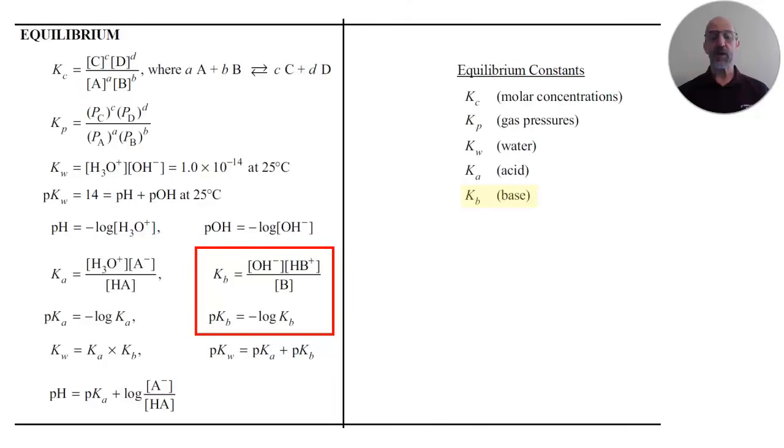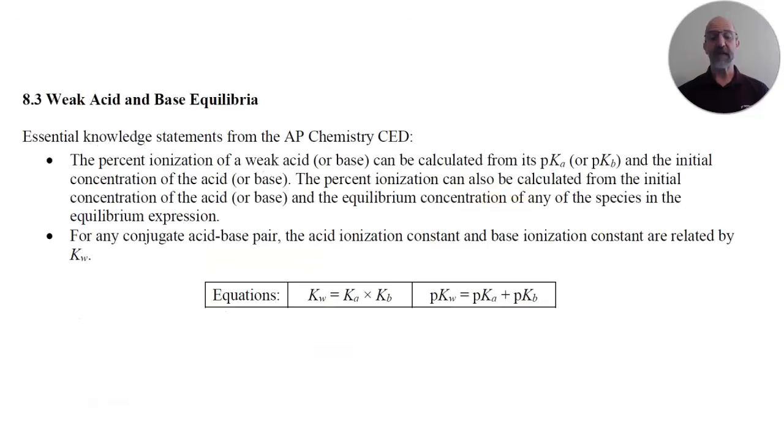There are two more equations mentioned in topic 8.3. The percent ionization of a weak acid or base can be calculated from its pKa or its pKb and the initial concentration of the acid or the base. The percent ionization can also be calculated from the initial concentration of the acid or base and the equilibrium concentration of any of the species in the equilibrium expression.